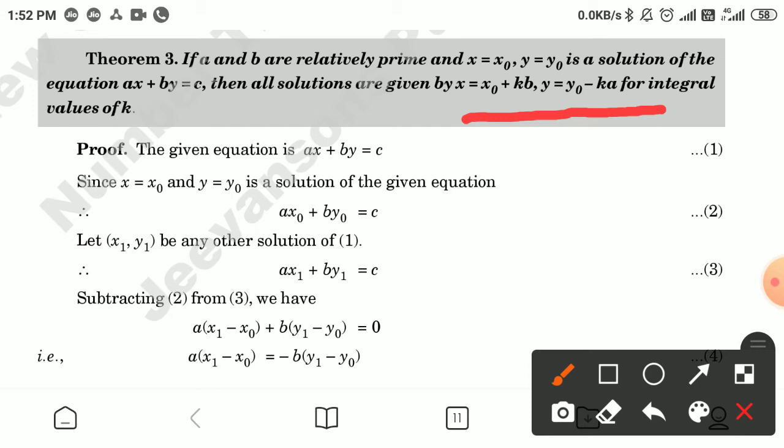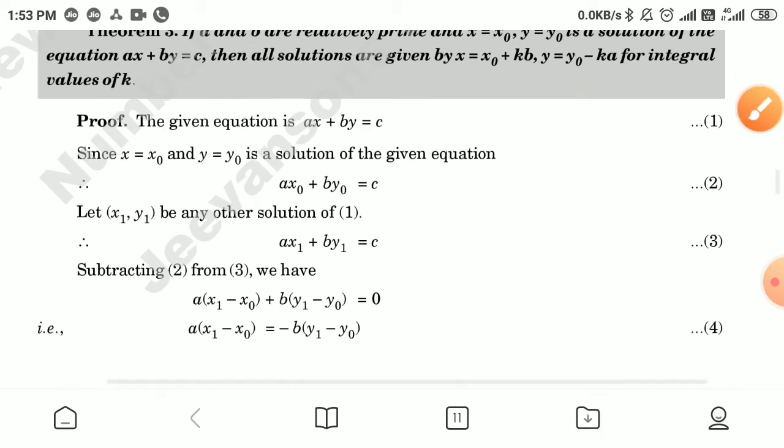Now for the proof, the given equation is ax plus by equal to c, marking this as equation 1. Since x equal to x naught and y equal to y naught is a solution of this given equation, therefore ax naught plus by naught equal to c, marking this as number 2. Let x1, y1 be any other solution of the first, therefore ax1 plus by1 equal to c, marking this as number 3. Subtracting second from third, we have a(x1 minus x naught) plus b(y1 minus y naught) equal to 0, that is a(x1 minus x naught) equal to minus b(y1 minus y naught), marking this as number 4.